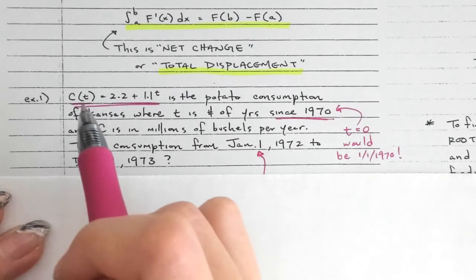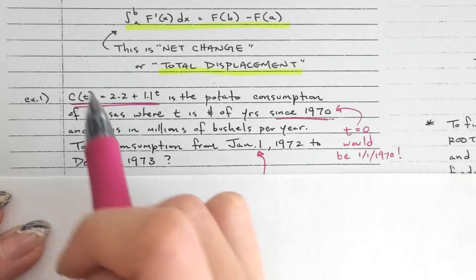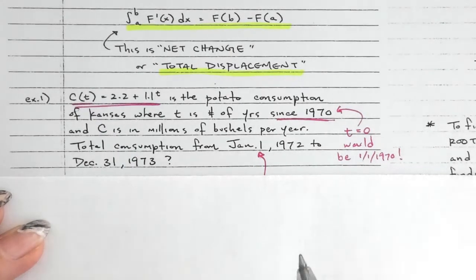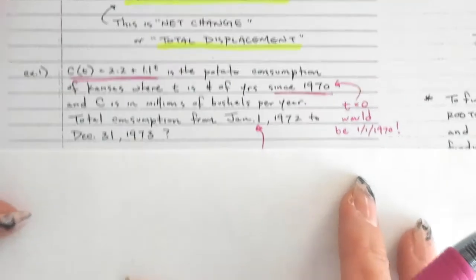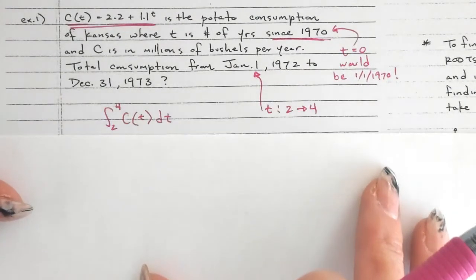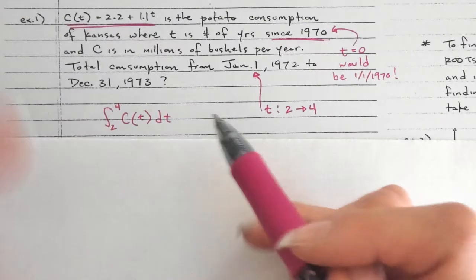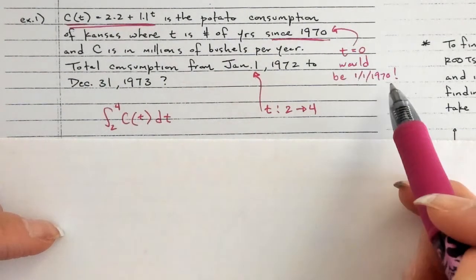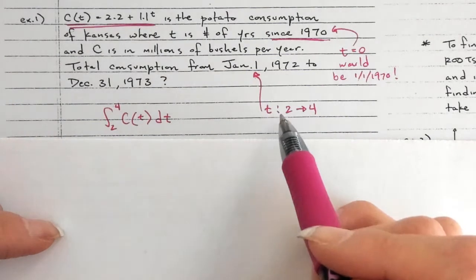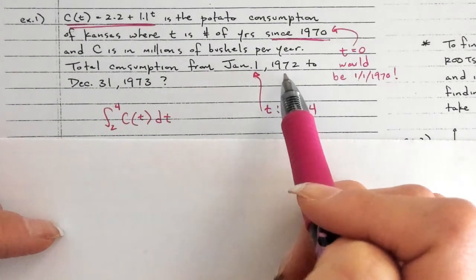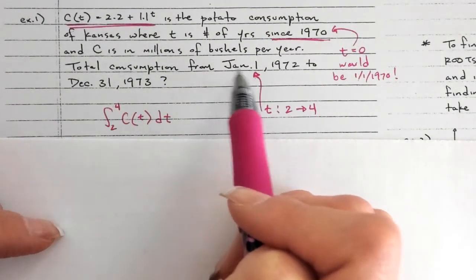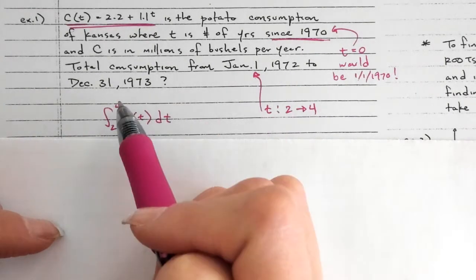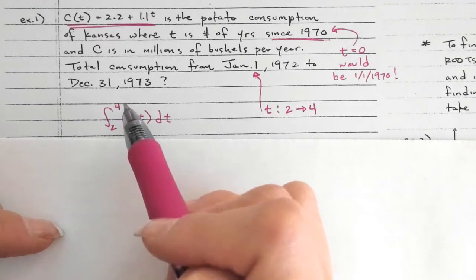So what would we plug in? Let's see. Well, we want the antiderivative of C of t in terms of t, but what would be your lower limit and upper limit? So I want you to think about that, and then I want you to take a look at this and see if that makes sense to you. So if this right here is t equals 0, then shouldn't this be 2 years later, right? And then really, isn't the first day of 1972 all the way to the last day of 1973, isn't that 2 years? So that should be from 2 to 4.